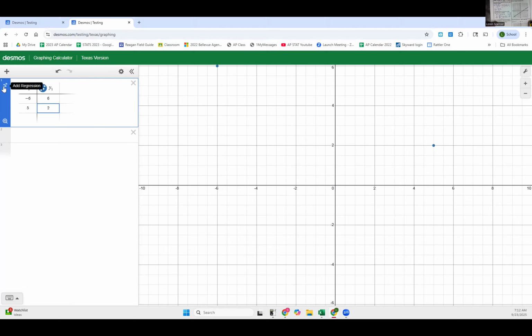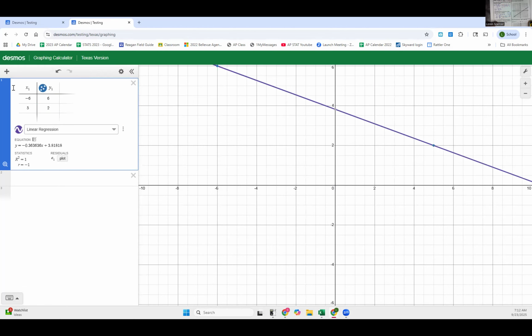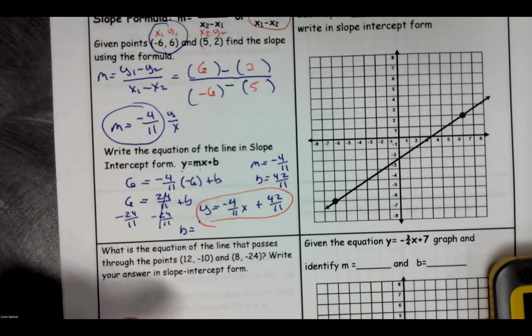I'm going to press this little button here that says add regression. And there it is, 3.818. All right. So that right there gives us our equation in decimal format. All right. So that takes care of that. Stop the share and we'll move on.